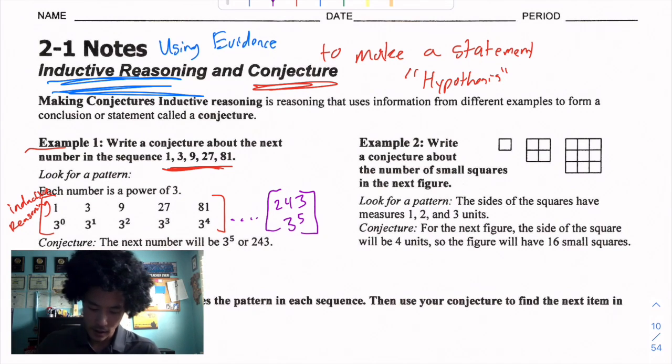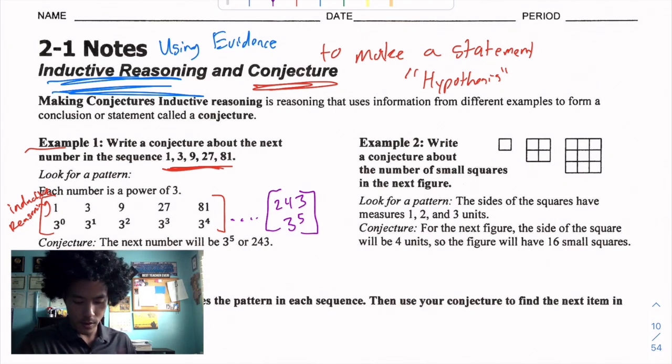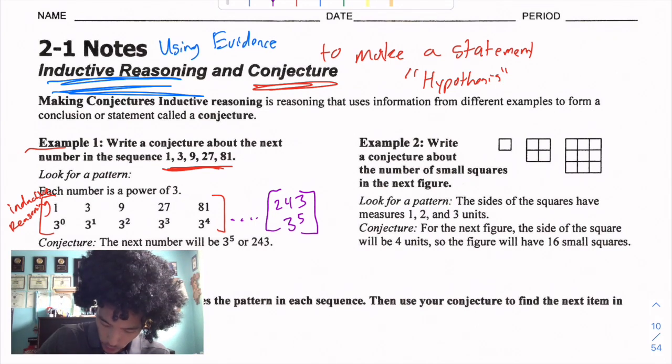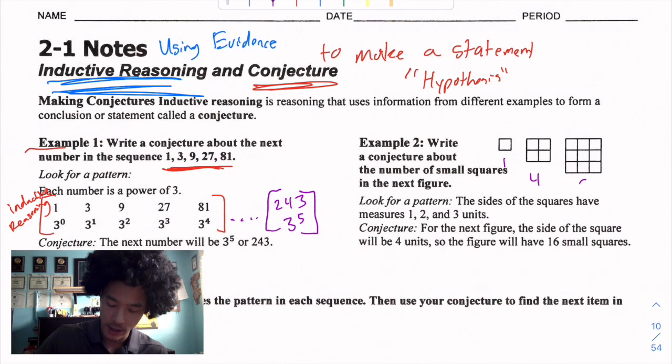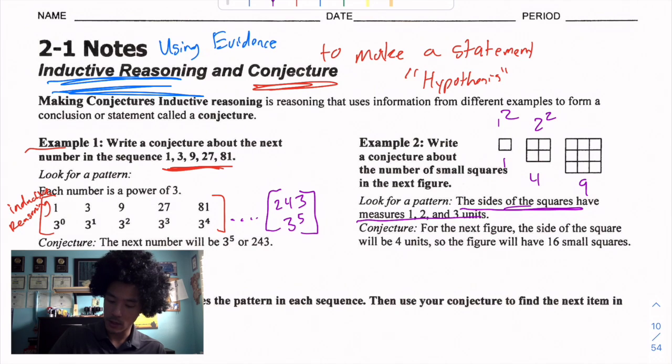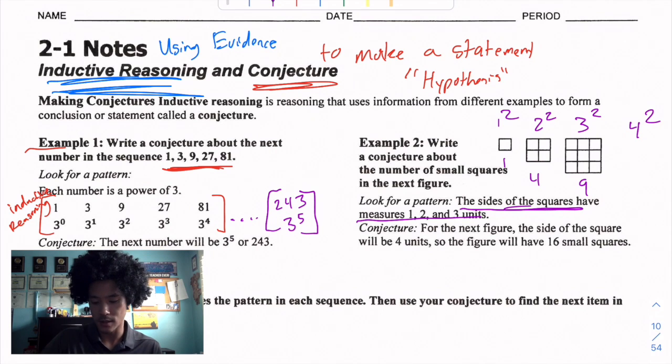Nice. Okay, next one. Write a conjecture about the number of small squares in the next figure. There's 1 squared, there's 4, there's 9. If you look at the pattern, the sides of the squares have measures 1, 2, and 3, and you just square them. So this is actually 1 squared, 2 squared, 3 squared. Next one, 4 squared. So it would be 16.